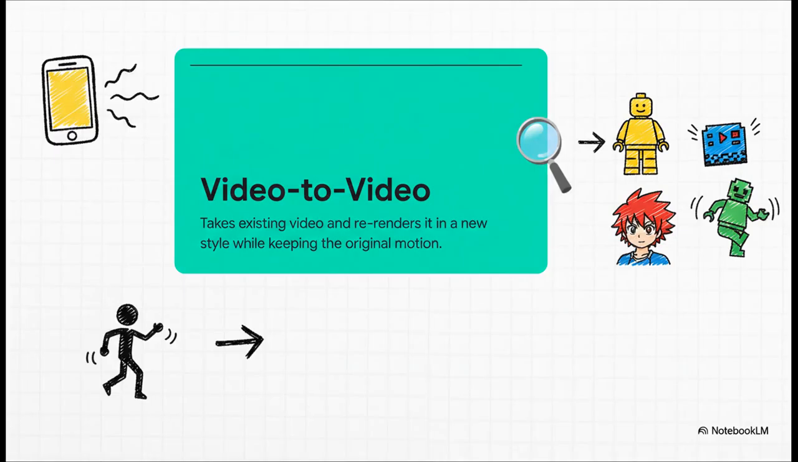But the real showstopper, the main event, is the video-to-video style transfer. This is where the magic happens. Think about it. You take a totally normal video from your phone, maybe someone just dancing in the park. You feed it to the AI and bam! It spits it back out as a Lego animation, or an anime scene, or maybe a character from Grand Theft Auto. And the crazy part is, it keeps all the original motion perfectly. This is absolutely its superpower.